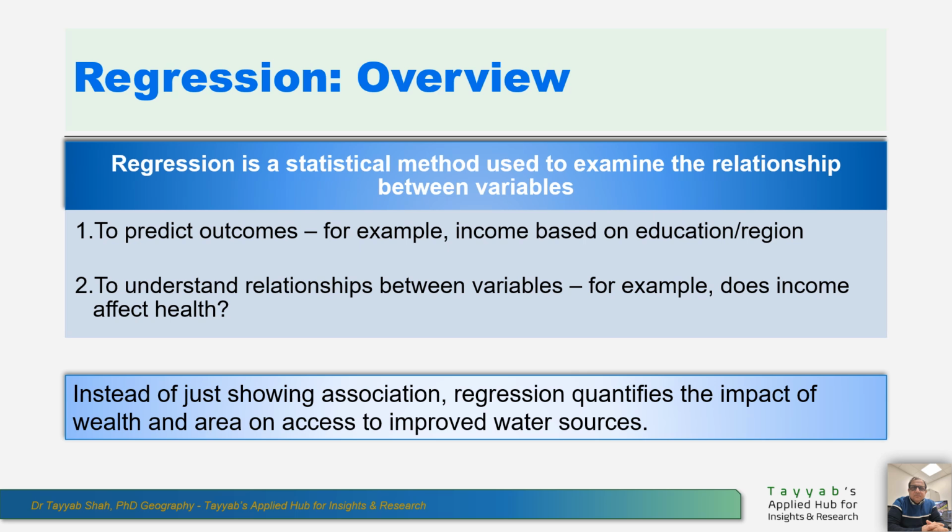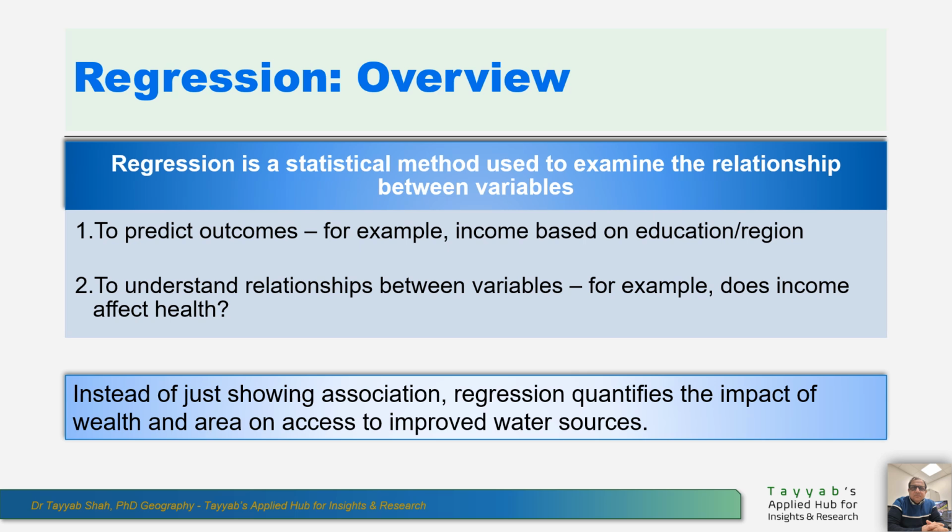So first we need to understand the terminology we use. Regression is a statistical method used to examine the relationship between variables. So we try to predict outcomes, for example, income based on education or some regions. And also we use it to understand the relationship between the variables. For example, does income affect health?